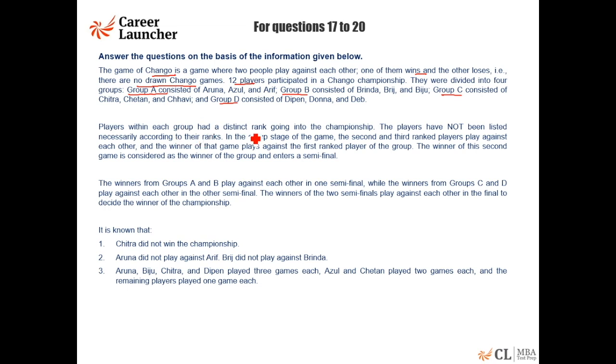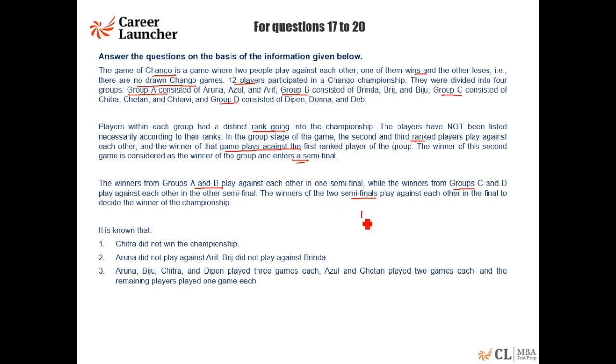Players within each group had a distinct rank going into the championship. The players have not been listed necessarily according to their ranks. In the group stage of the game, the second and the third ranked players play against each other, and the winner of that game plays against the first ranked player of the group. The winner of the second game is considered winner of the group and enters the semi-final. The winners of group A and B play against each other in one semi-final, while winners from group C and D play against each other in the other semi-final, and the winners of the 2 semi-finals play against each other to decide the winner of the championship.